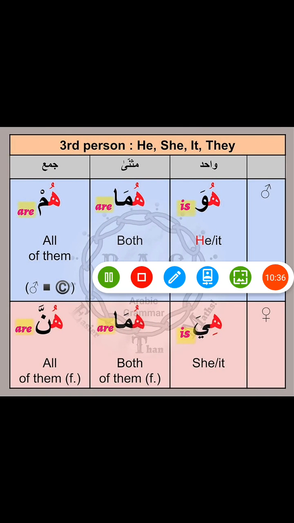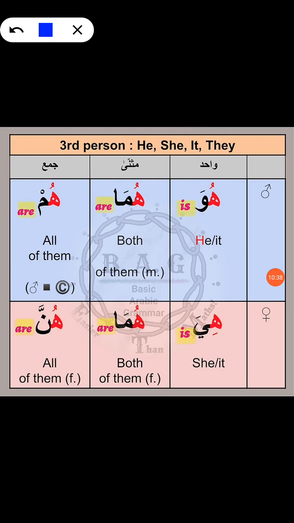Now another very important thing about the Rafa pronouns is that you are always going to mention or imagine an imaginary auxiliary verb right after the Rafa pronouns.